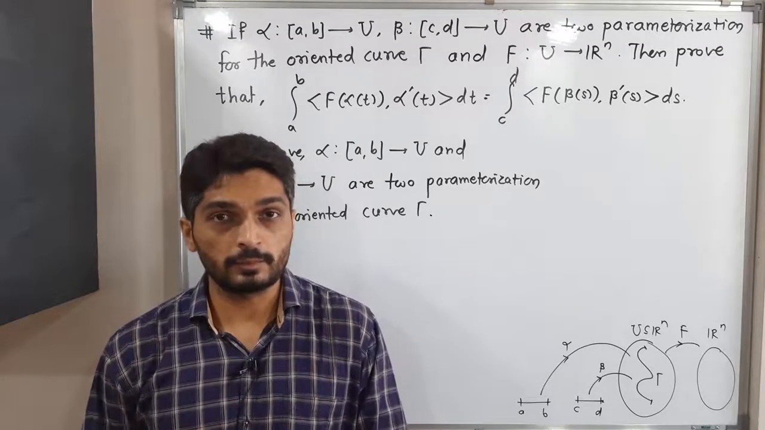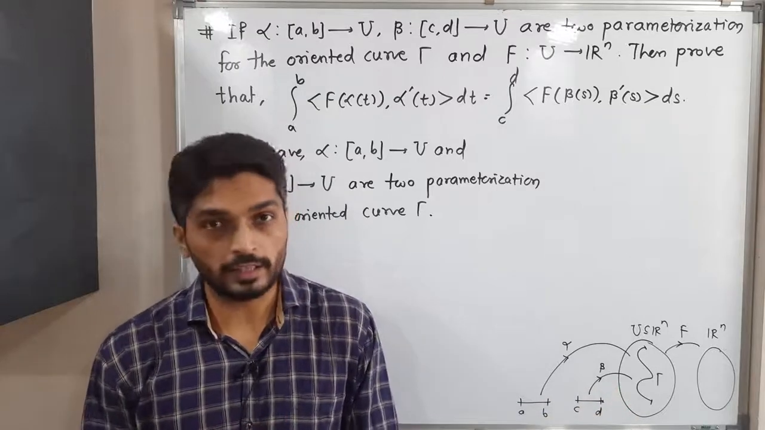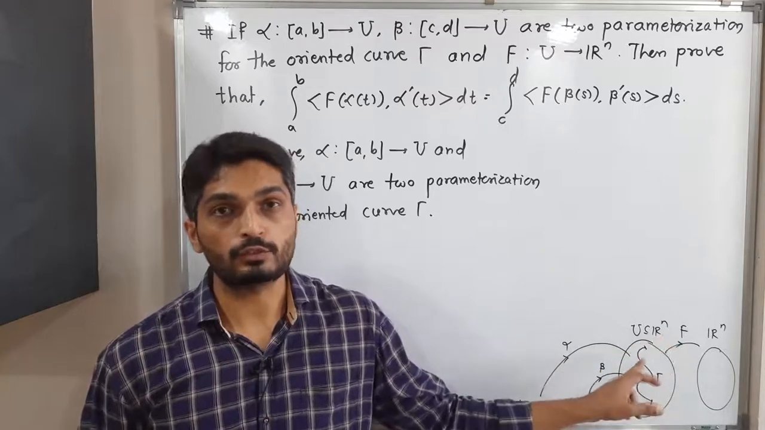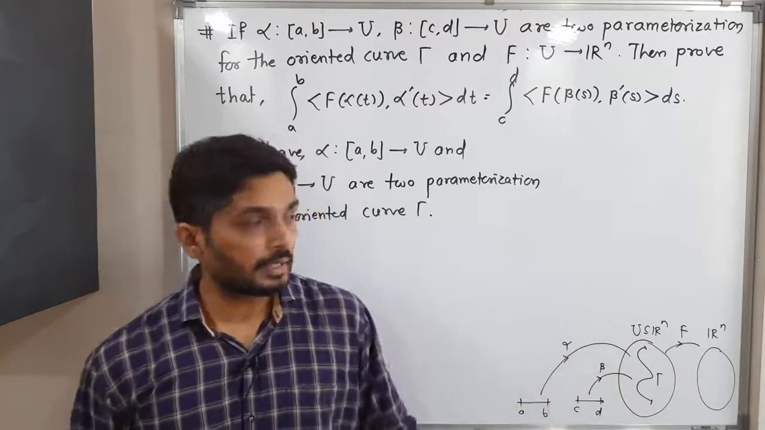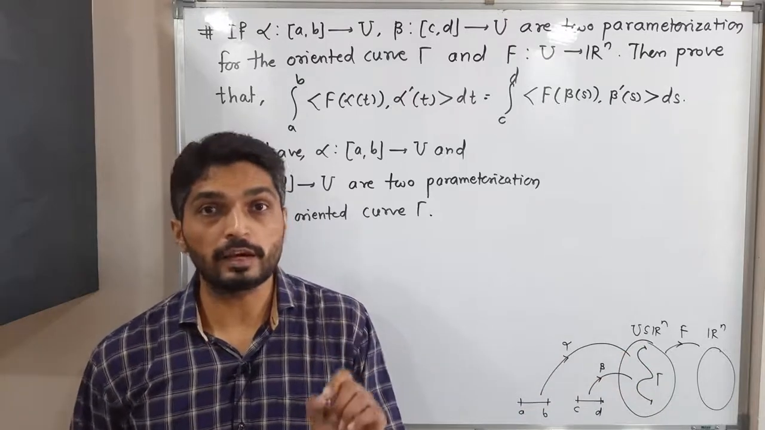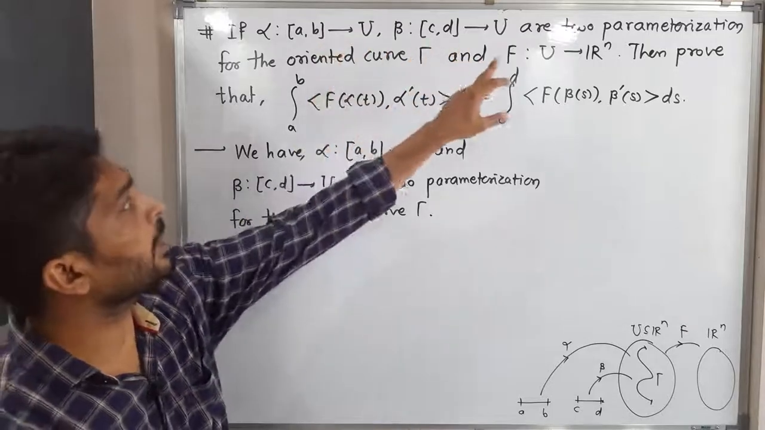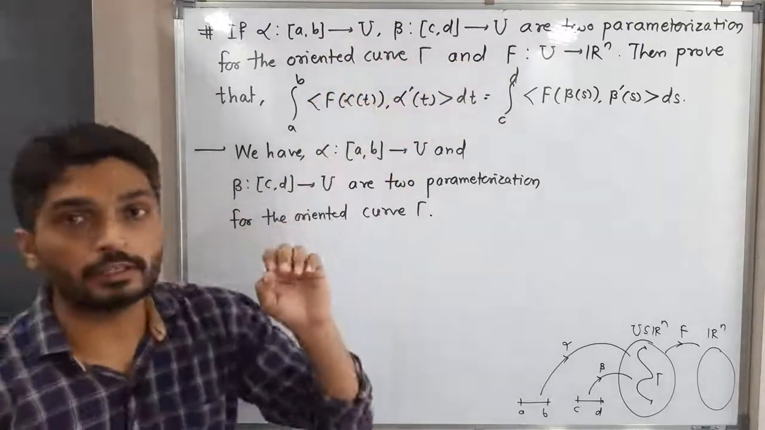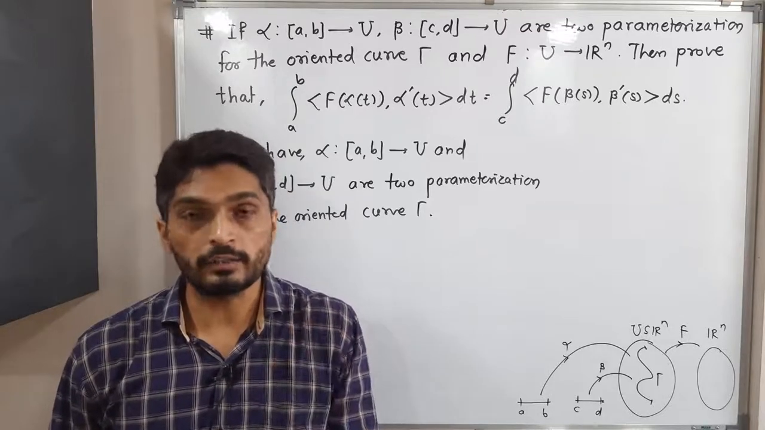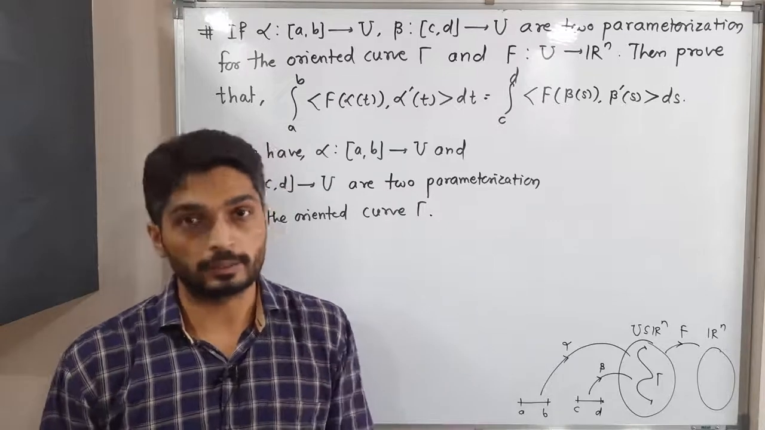So in this result, we have an open set U which is a subset of Rn. And F is a vector field, that means it is defined on U, it is from U to Rn. Gamma is any curve, and it has two parameterizations, alpha and beta. What have they mentioned? Alpha and beta are two parameterizations of oriented curve gamma. Oriented, that means both are O equivalent. Alpha and beta are O equivalent, or you can say oriented equivalent.